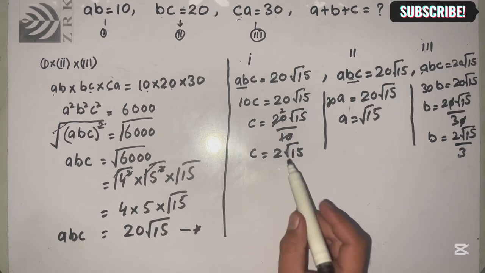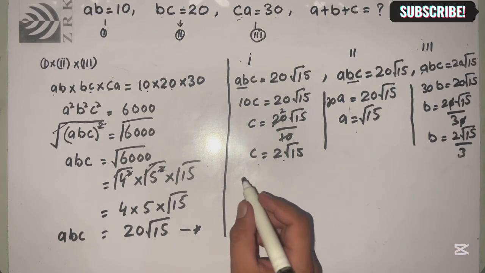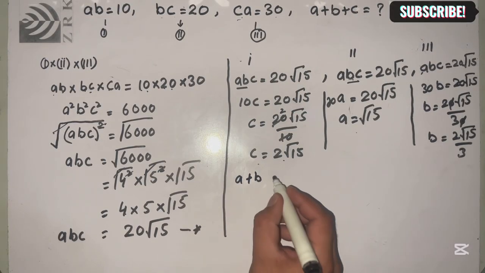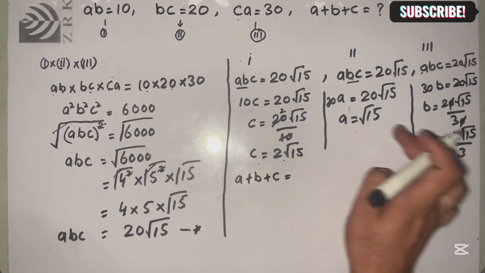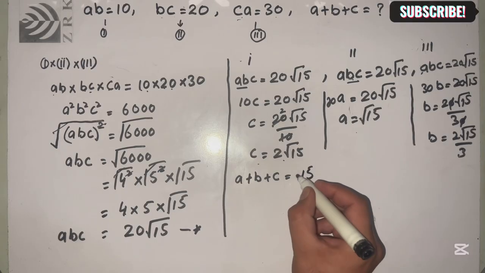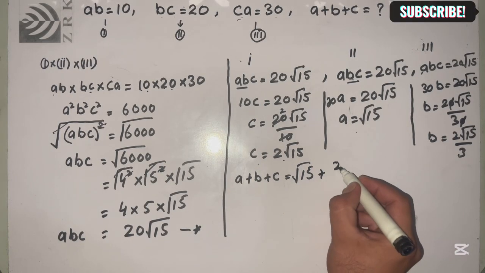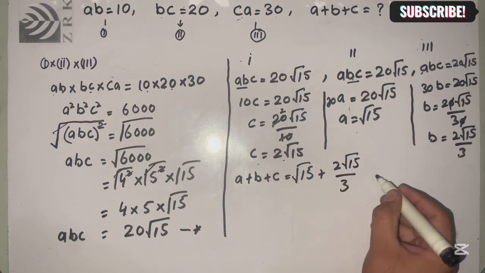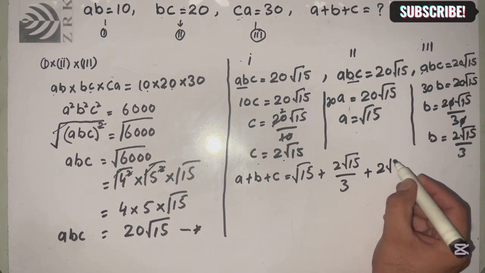Now C is equal to this, A is equal to this, B is equal to this. As we have to find A plus B plus C, therefore we will add all the values that we got here. So the value of A is 15 square root, plus the value of B is 2 times 15 square root divided by 3, and the value of C is 2 times 15 square root.